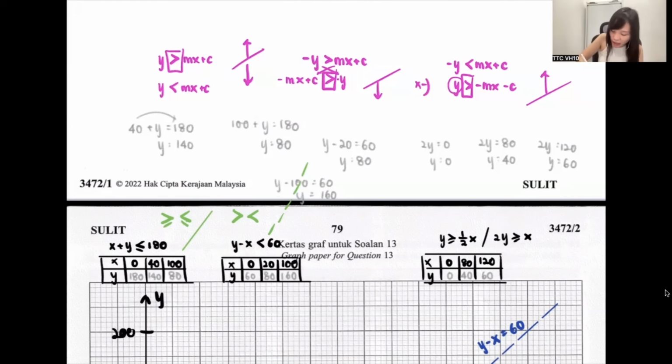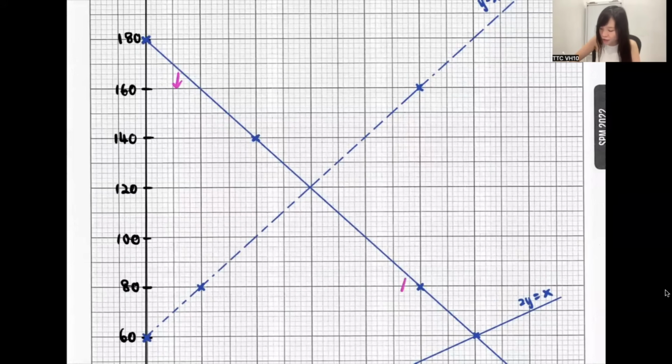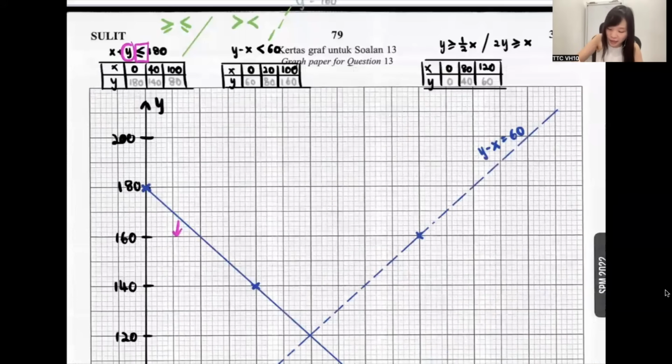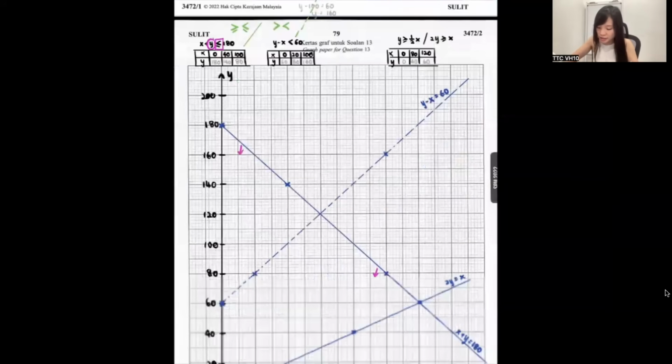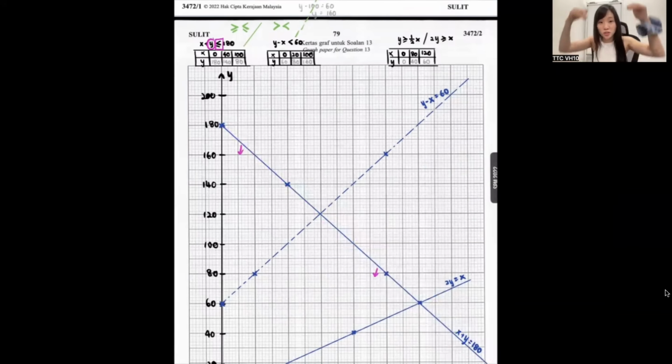Let's try. So now isn't it a positive y? So now the y is what? Smaller than 180. Smaller than means you will sketch down of 180. So you know this one, isn't it this line? If it's this line, I will sketch the bottom of it because you say smaller.